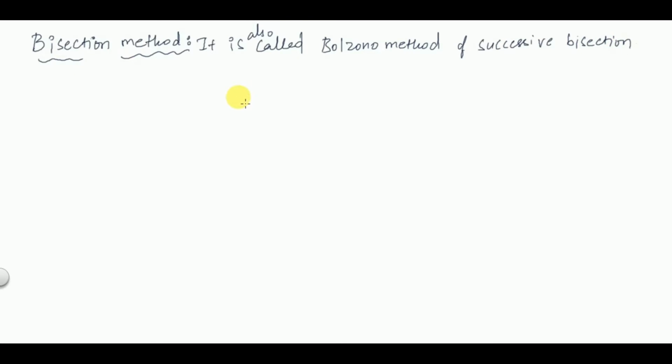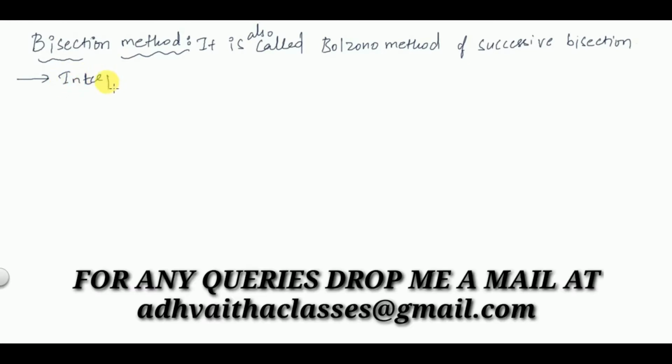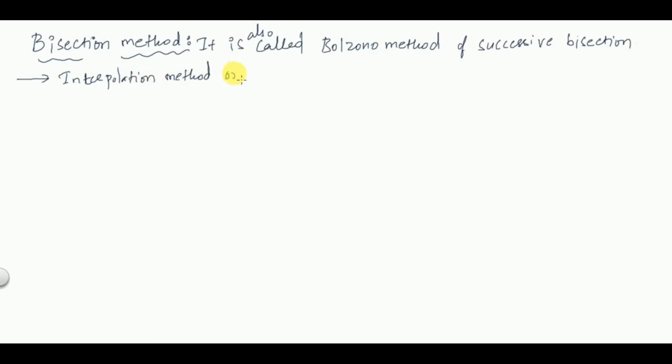So we are going to learn some of the important points regarding the bisection method first. It is also called the Bolzano method of successive bisection. This bisection method is an example of an interpolation method. And what is the other name for interpolation method? Bracketing method.